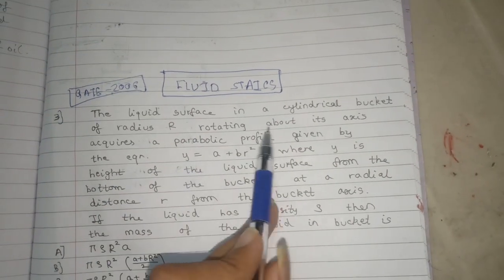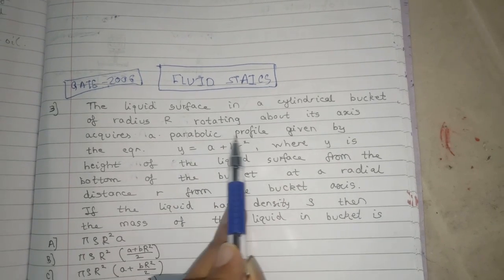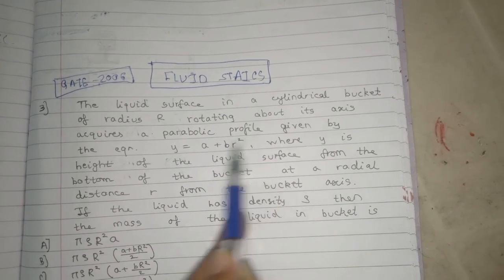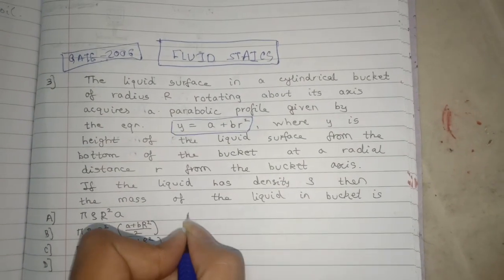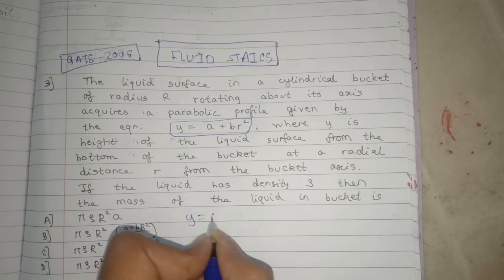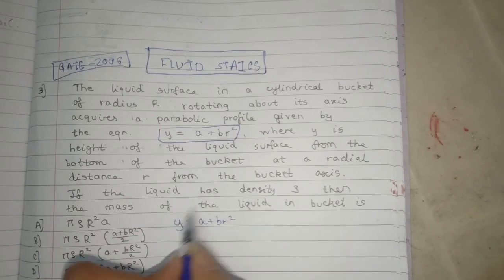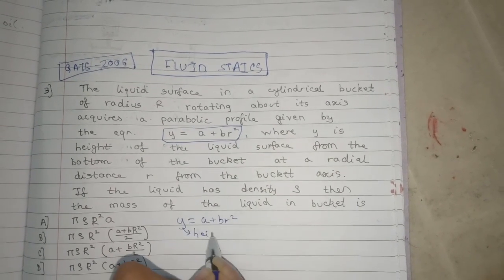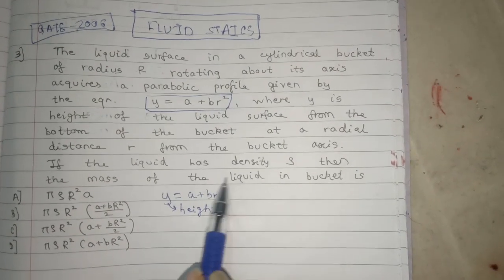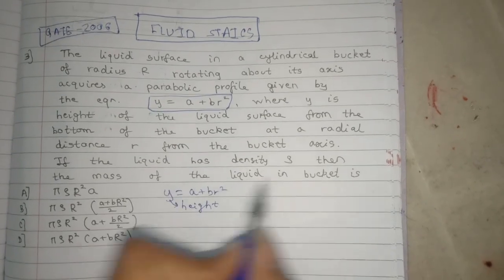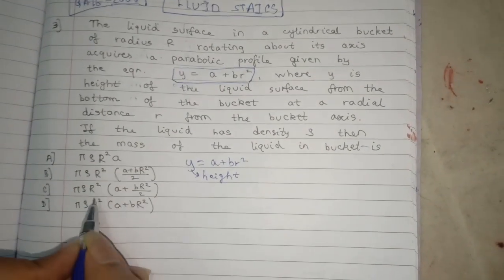The liquid surface in a cylindrical bucket of radius R rotating about its axis acquires a parabolic profile, which is given by the equation y equals a plus b r square, where y is the height of the liquid from the bottom of the bucket at a radial distance r from the bucket axis. If the liquid has density rho, then the mass of the liquid in the bucket is. So these are the four options given.